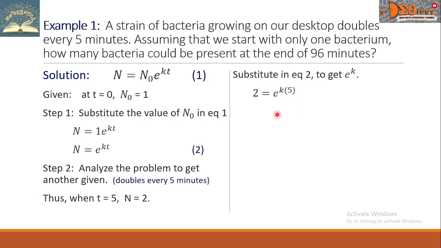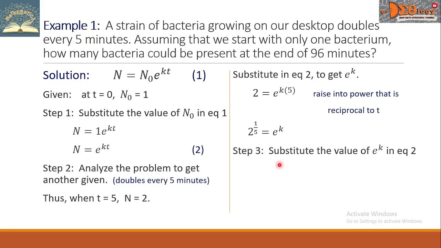The next step is we're going to raise this equation to a power that is the reciprocal of t, or time. Our time here is 5, so the reciprocal is 1 over 5. In that case, the left side is 2 raised to 1 over 5 equals, the right side is e raised to k. And from here, the value of e raised to k is derived.